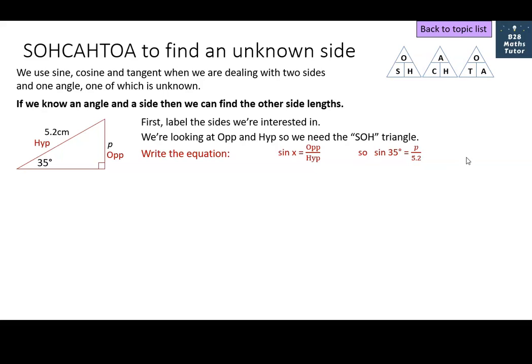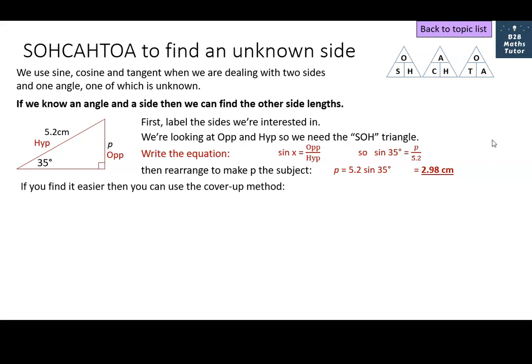And then we rearrange it to make p the subject, because p is what we're trying to work out. So we multiply both sides by 5.2 and we get p is 5.2 times sine 35. And on your calculator, you've got sin, cos and tan buttons. So you just do 5.2 times sin, and then you put the 35 degrees in the brackets. And then press equals, and it gives you 2.98 centimetres.